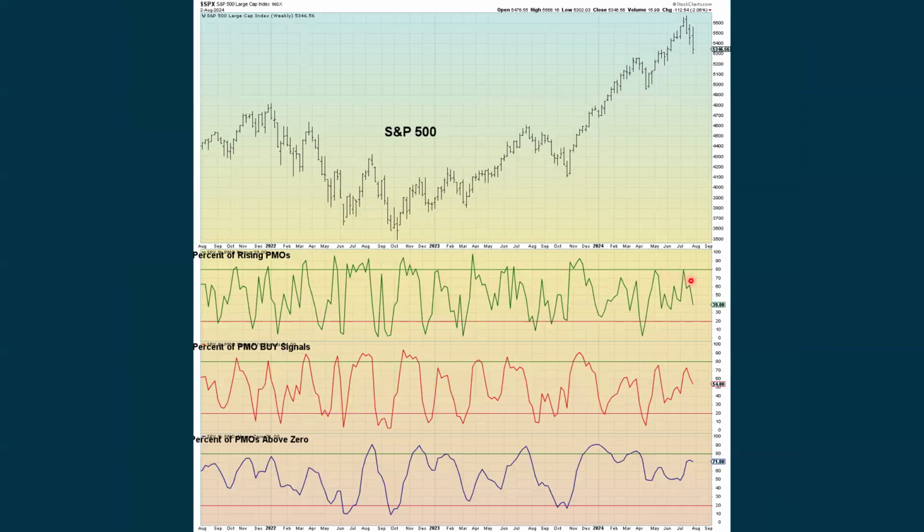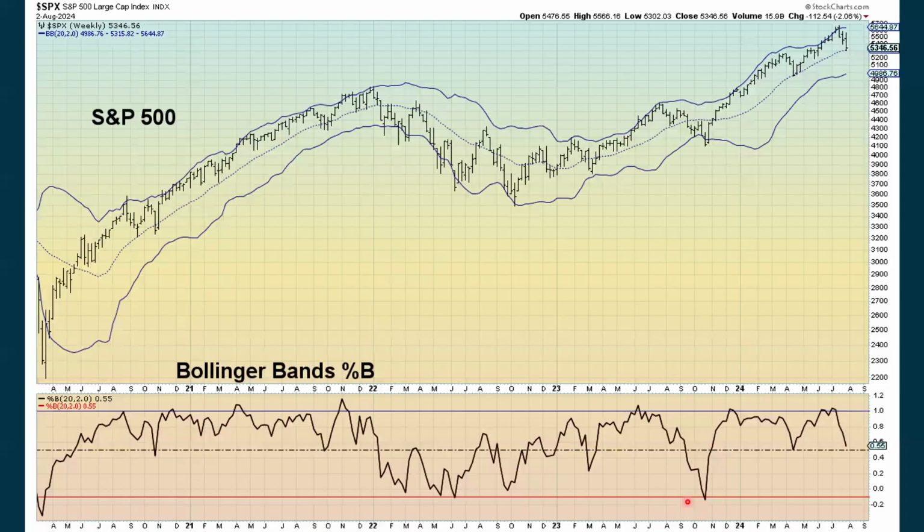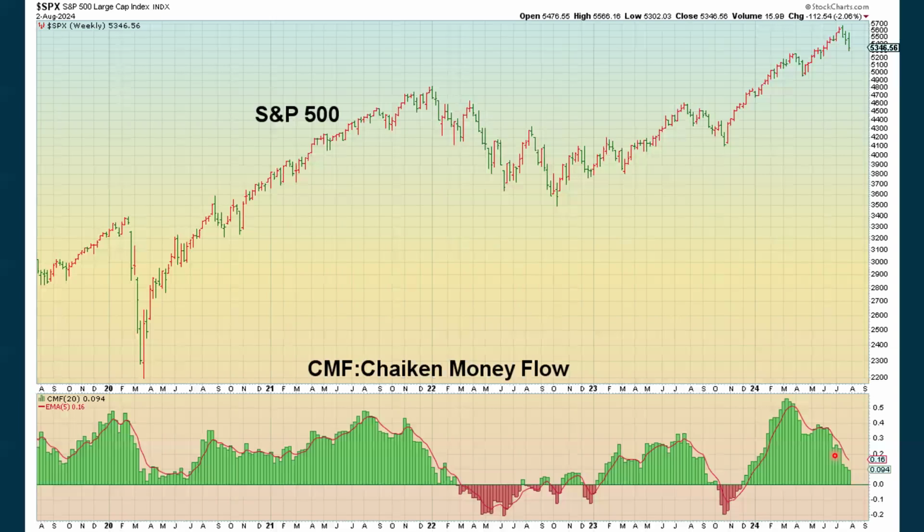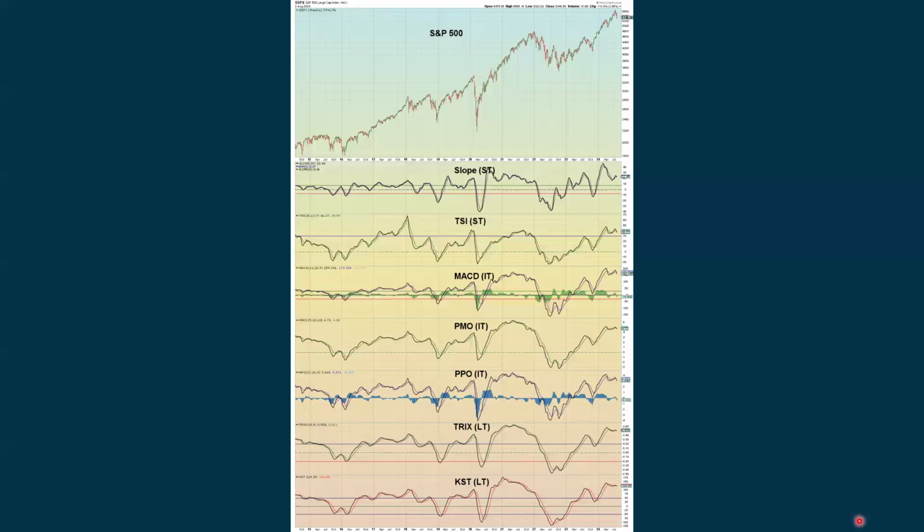So we saw a bit of weakness here with the PMOs that are rising. The buy signals are declining, and the PMOs above zero are starting to decline on the weekly charts. We did see a decline here with the percent B after getting an extreme positive reading. We're still above the midpoint, though, but we are declining. And we're seeing trailing off here the Chaikin money flow. This is another smart money indicator that we follow. We've turned negative, but we're actually looking rather extreme negative on the daily chart.